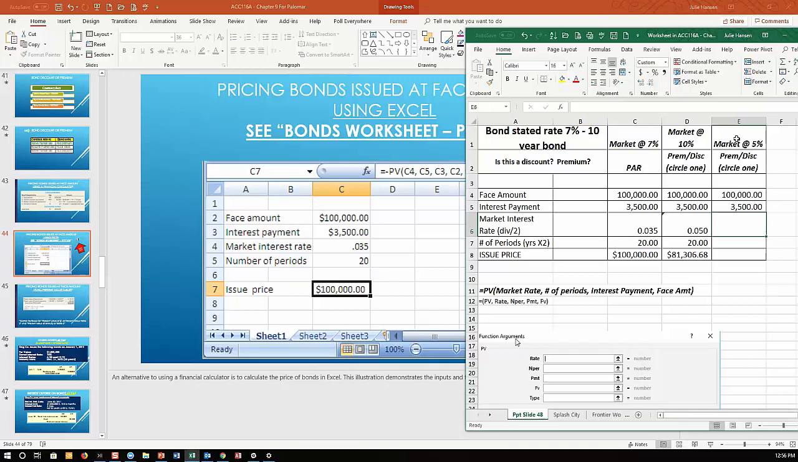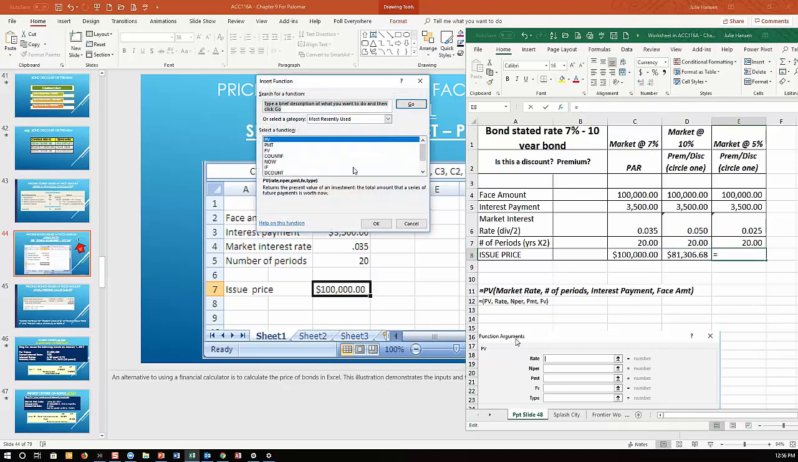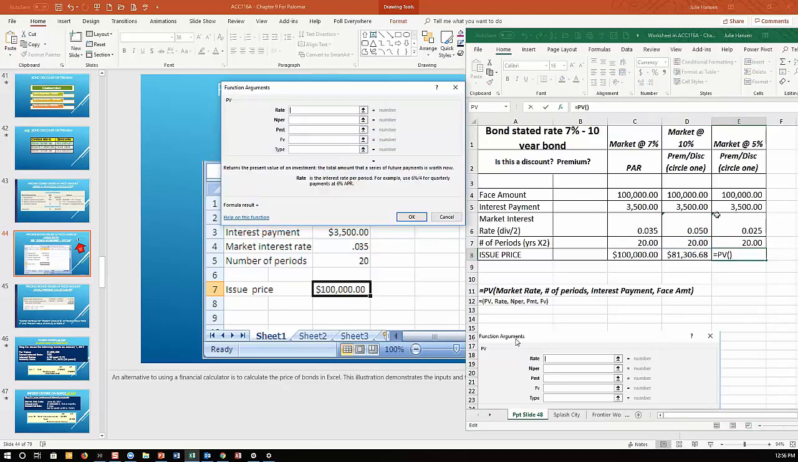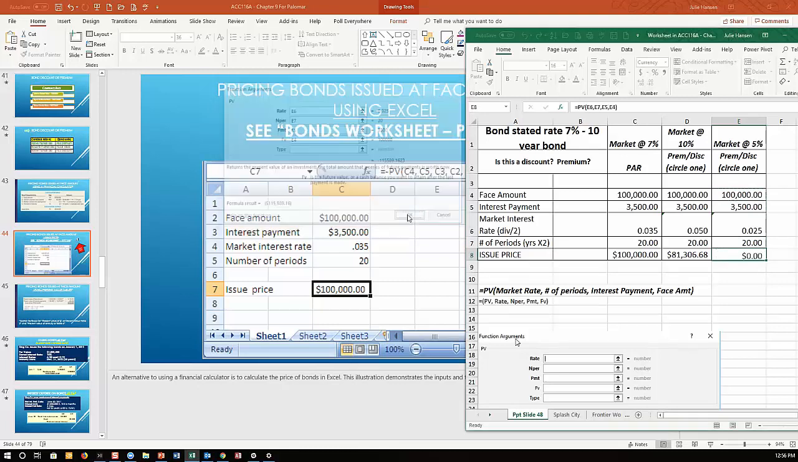Now the market is paying 5%. So what's my new rate? It's going to be 0.25 because, again, I'm paying it every 6 months. The number of periods is still 20. Again, I'm going to use my present value function, and now the rate is 0.25. Everything else stays the same. My payments are still $3,500. I still have to pay back $100,000 at the end.